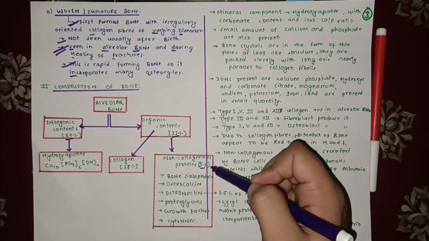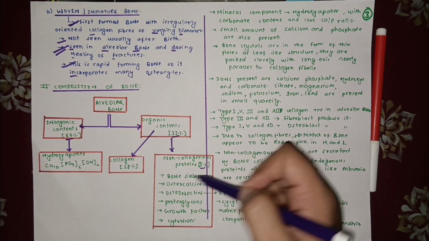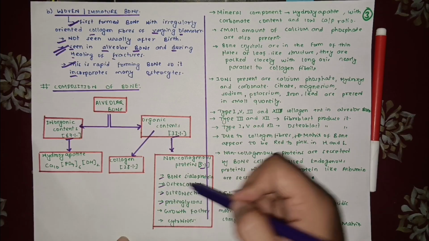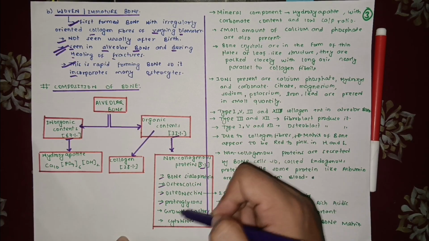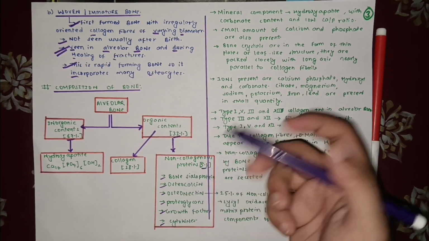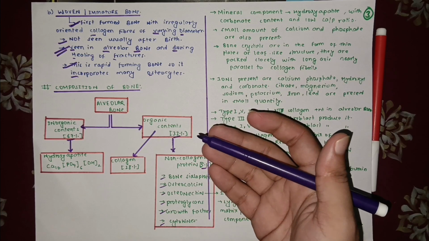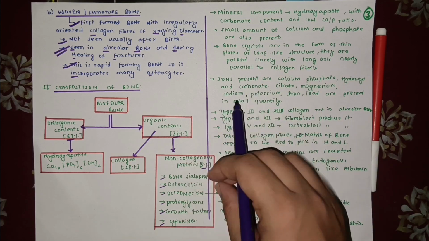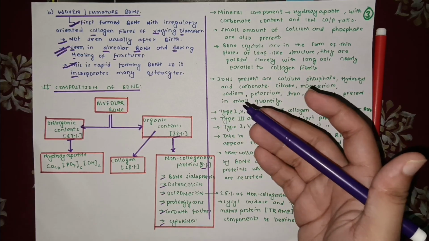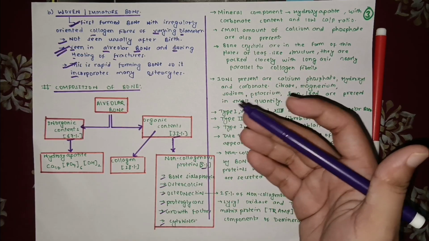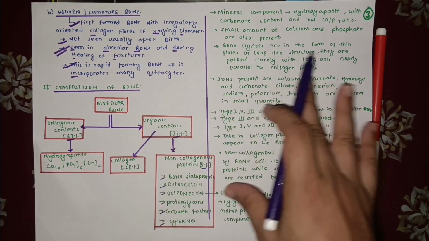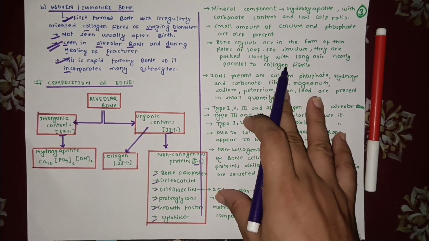After that, the non-collagenous protein contains bone sialoprotein, osteocalcin, osteonectin, proteoglycan, growth factors and the cytokines. We have different kinds of growth factor, for example platelet derived growth factor. We have discussed these growth factors in many chapters, also in the cementum chapter and the periodontal ligament chapter. So they are a bit similar in every chapter of dental histology.